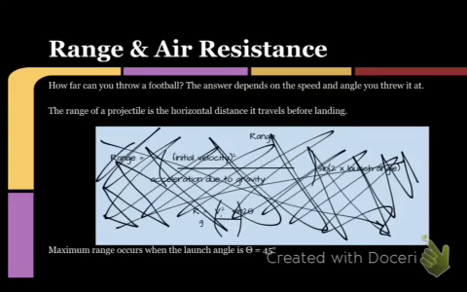And the other thing to know is that the maximum range will occur when the angle is a 45-degree angle. All right, and that just has to do with that's the point where it maximizes the angle up and down. It's halfway up, so it's going to allow it to go the furthest that it can.